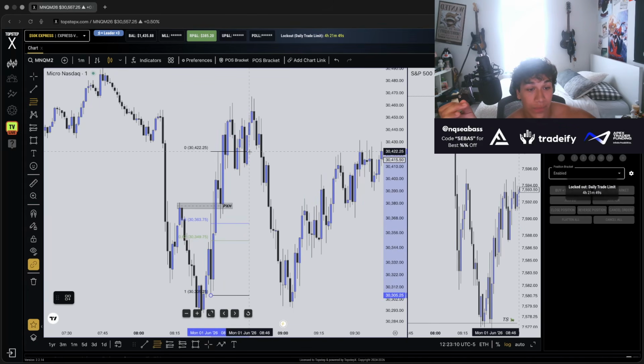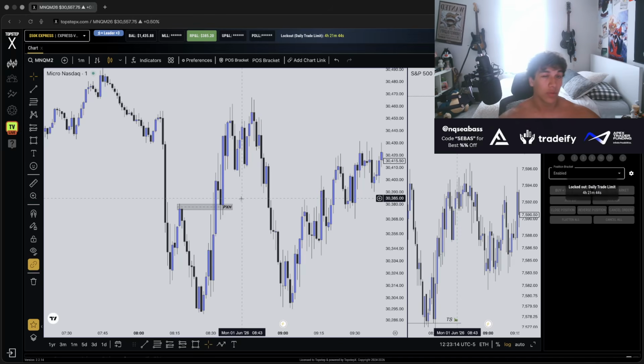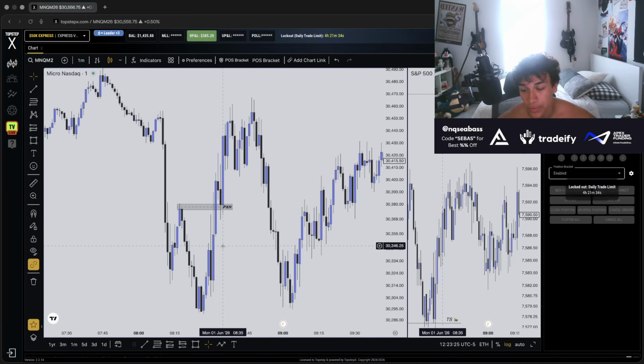What did we have after that? We did not touch the 0.5 of this range. So we didn't touch the equilibrium, so you can't really base a trade off of that. But with that being said, though, we're not in the macro yet. It is still 8:35, 9:35 Eastern time, right? So what are we going to be doing? We're going to be patient. We're going to be waiting until the market shows the algorithmic signatures that we're looking for, all that stuff, right?